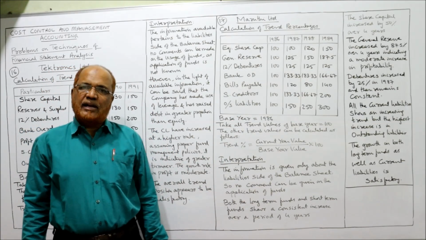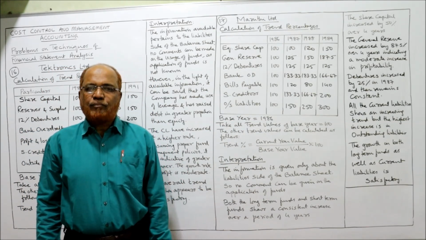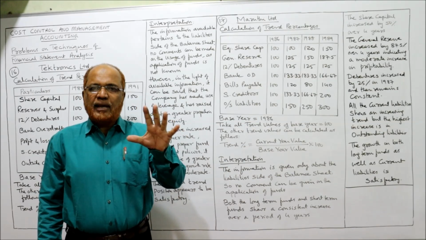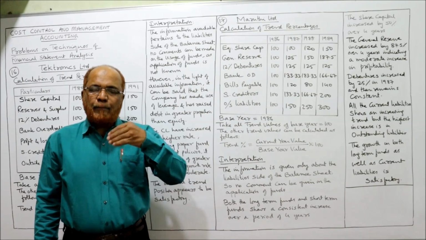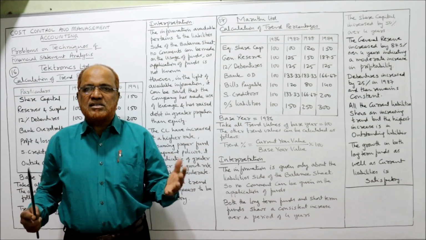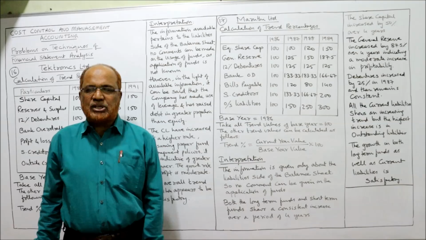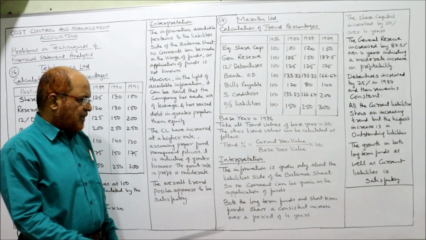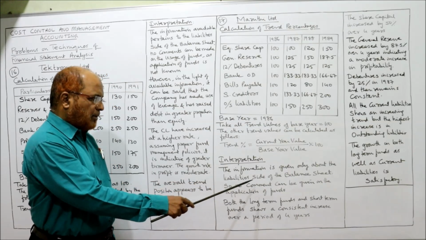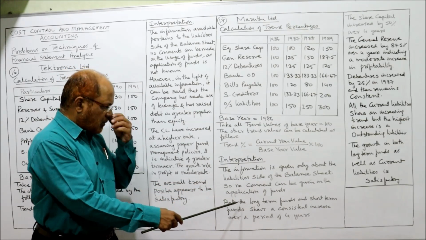Now, we have to give the interpretation as usual. We can give the comment only on the liability side of the balance sheet. We cannot give the opinion about the application of funds, where the funds are applied, what are the assets purchased. We cannot give the opinion. Only on liabilities we can give the opinion. So the information is given only about the liability side of the balance sheet, so no comment can be given on the application of funds.